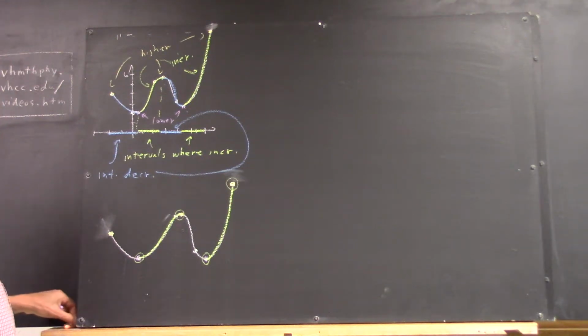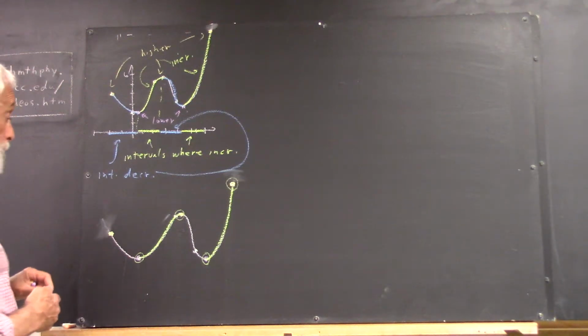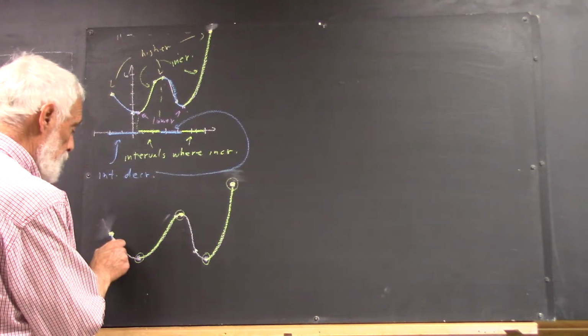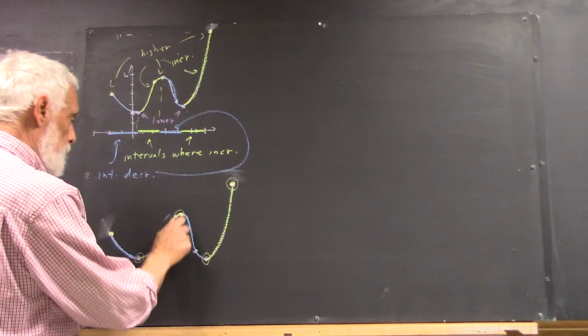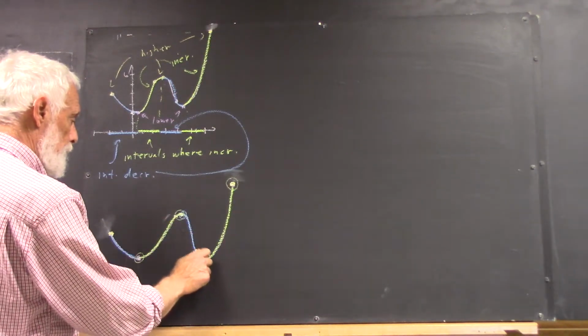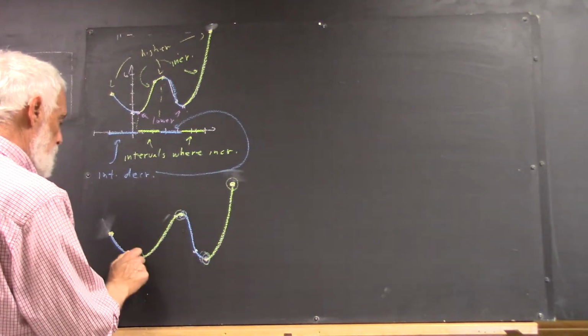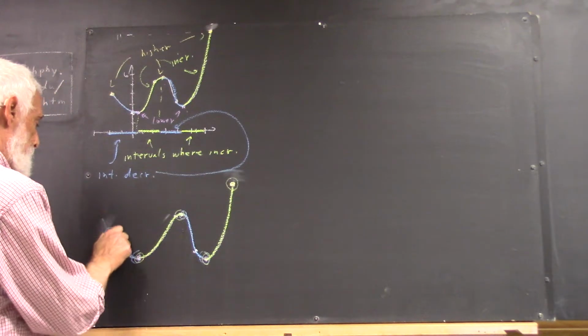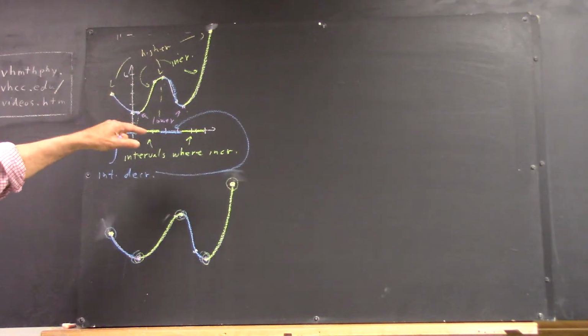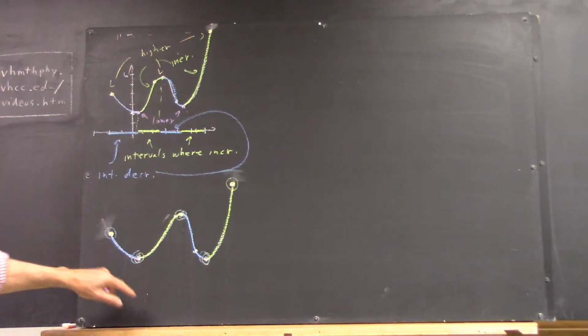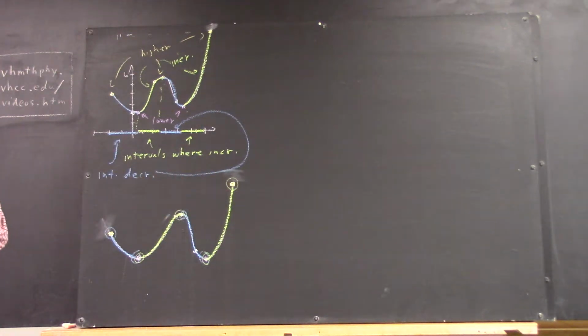Then let's see, what color did I use? Blue. Where is it decreasing? Well, pretty clear, it's decreasing from here to here. And it's decreasing from here to here, but not including the endpoints. And that's kind of the way it was drawn, decreasing, decreasing, but I wasn't specific about not including the endpoints, because it's not too important right at the beginning, but it will be.